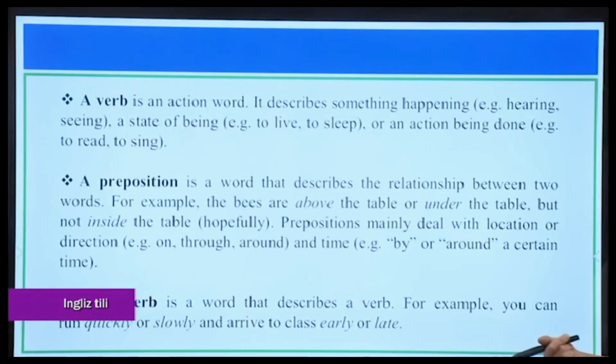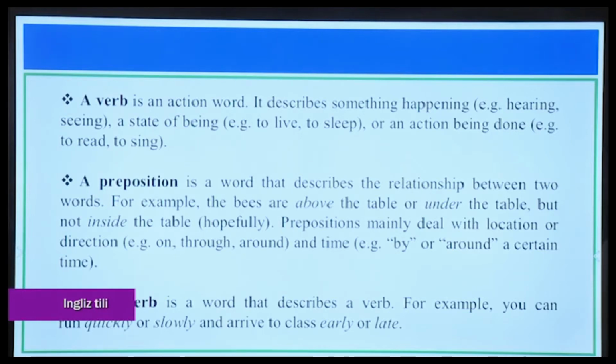But before giving the definition of a phrasal verb, it would be better if you remind your pupils what a verb is, what a preposition is, or what an adverb is. A verb is an action word. It describes something happening, a state of being, or an action being done.